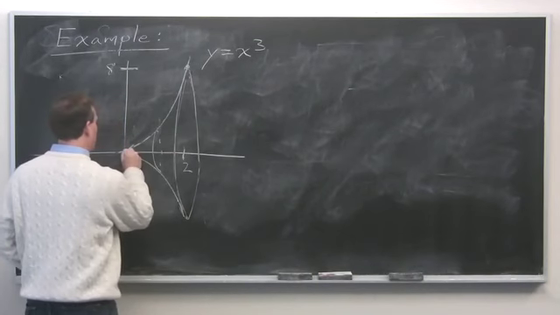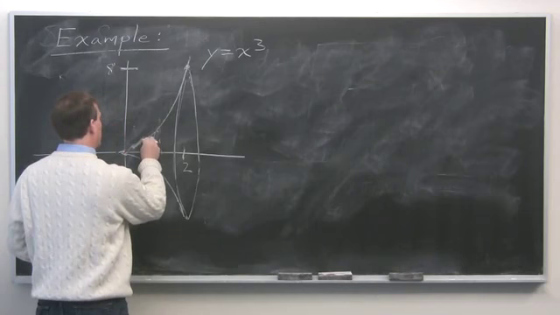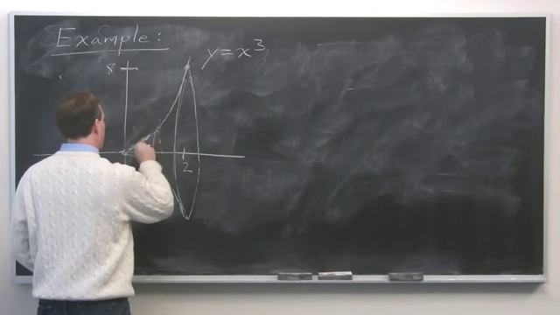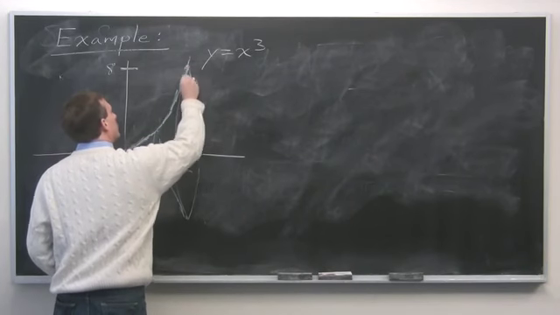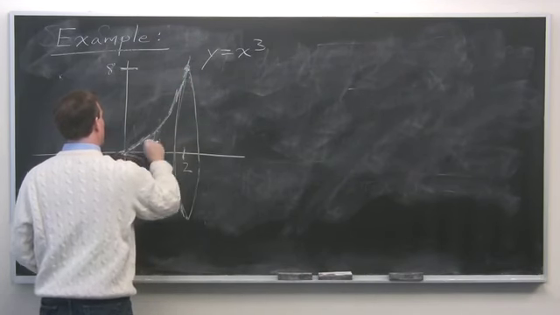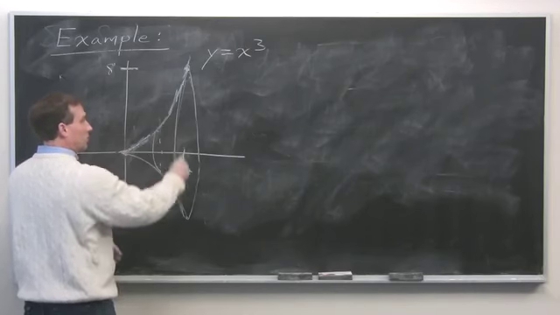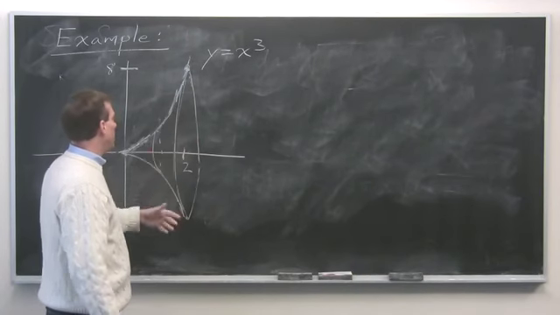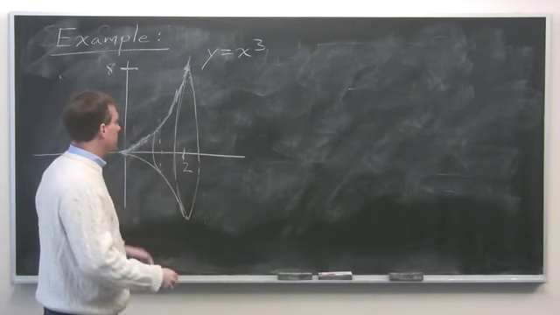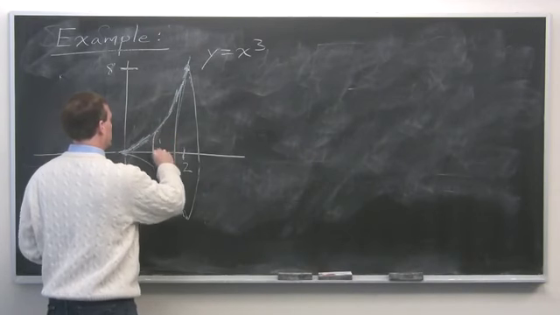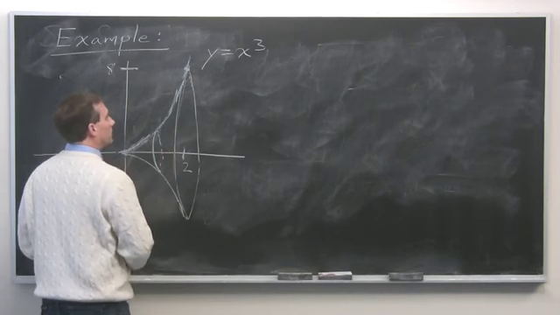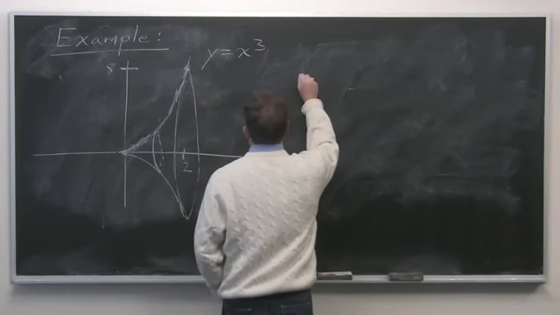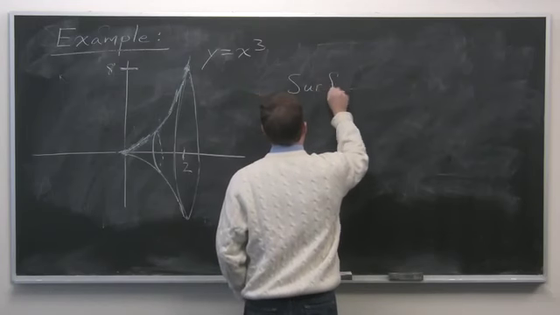Understand, though, when I say surface area, we're rotating this, and we're looking at the area it sweeps out. So that doesn't include this circle, or this disk at the bottom. It's just the sides. Okay, so we'd like to find the area of that. All right, so the surface area.